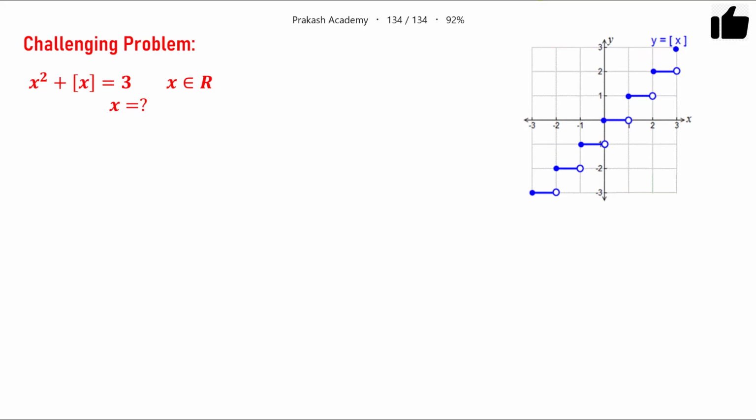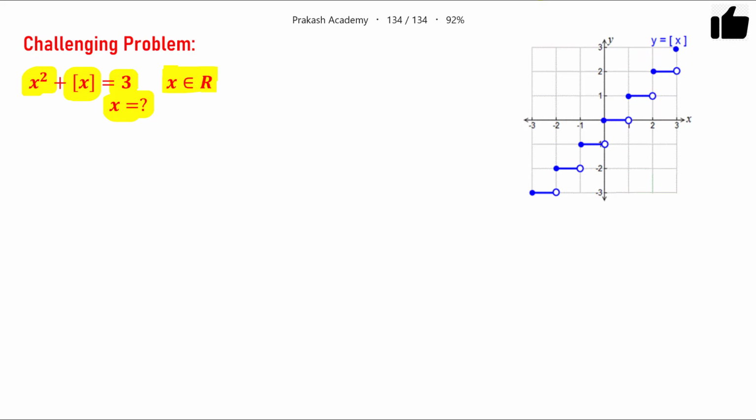Hello friends, this problem is related to the concept of greatest integer function, and this is a quite interesting problem. It says you have x square plus greatest integer x is equal to 3. Then what is the value of x that satisfies this equation? And it is also given that x belongs to the real number set.